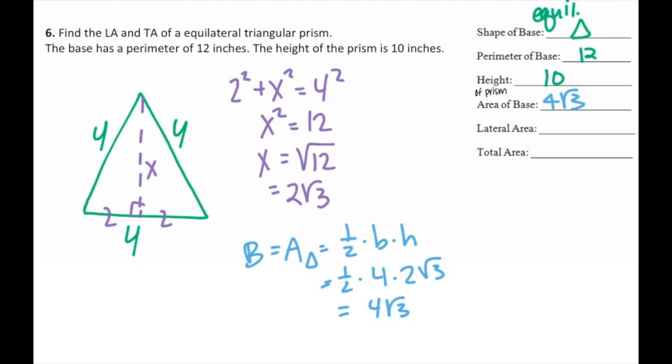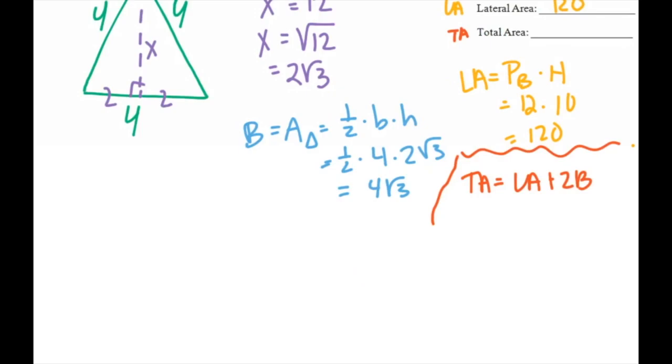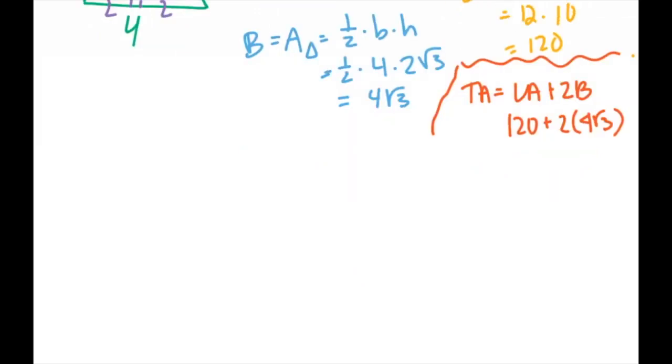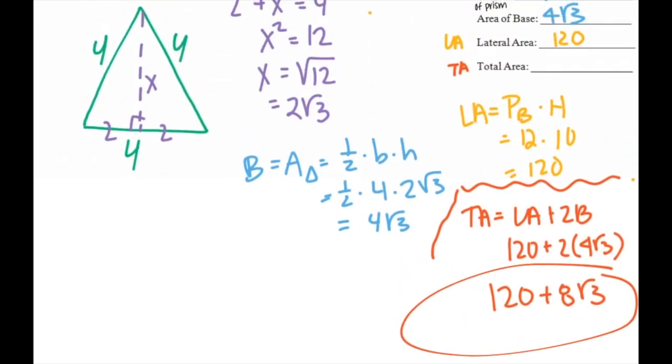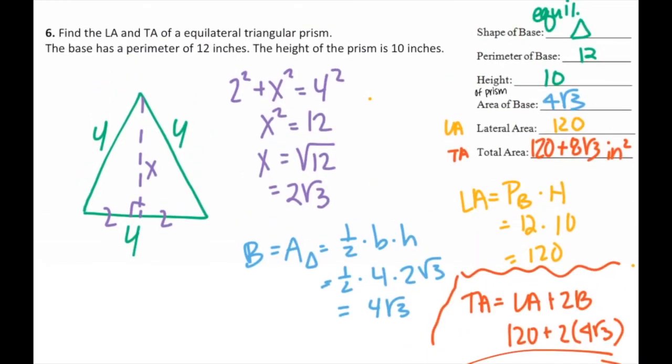All right, so that's going to give us enough information to find the lateral area. The formula is perimeter of the base times the height of the prism, which is 10. So 12 times 10 is 120, and the total area. Sorry, I'm running out of room here. So lateral area plus 2 bases. So we got 120 plus 2 times 4 root 3 is 120 plus 8 root 3. Remember, we cannot add those. It is not 128. It is 120 plus 8 root 3. And my units are inches squared.